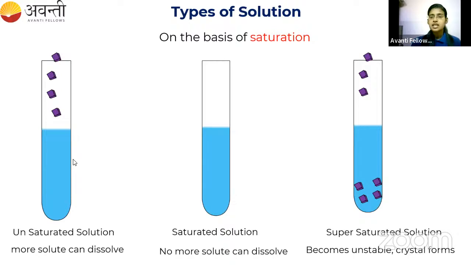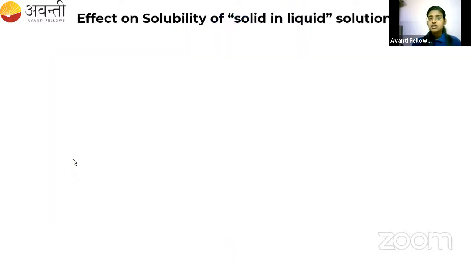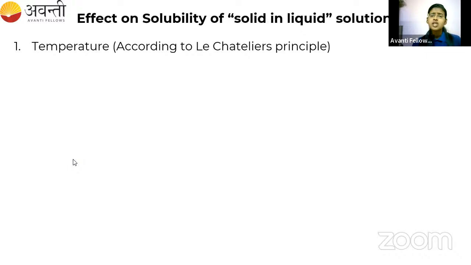Okay. So now let's discuss something which is very important from this topic: the effect on solubility of solid in liquid solution. Two factors among the four factors which I have already given you in the first slide will affect the solubility of solid in liquid solution. The first factor is temperature. You might have already heard of Le Chatelier's principle in your class 11 equilibrium lesson. What is Le Chatelier's principle? When a system is subjected to any stress, it will try to nullify that effect by shifting to the left hand side or right hand side to reach equilibrium. That is Le Chatelier's principle. I'm not going to discuss much about it now.